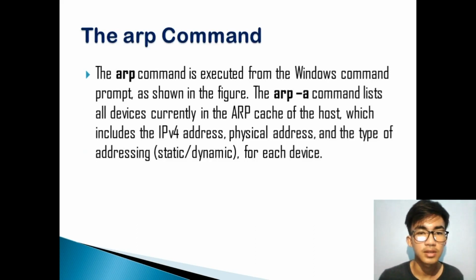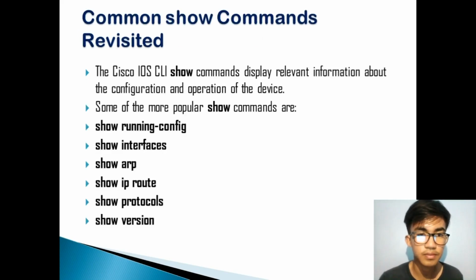The ARP command. The ARP command is executed from the Windows command prompt as shown in the figure. The arp -a command displays all devices in the ARP cache of the host, which includes the IPv4 address, physical address, and the type of addressing for each device. So that's the ARP command.